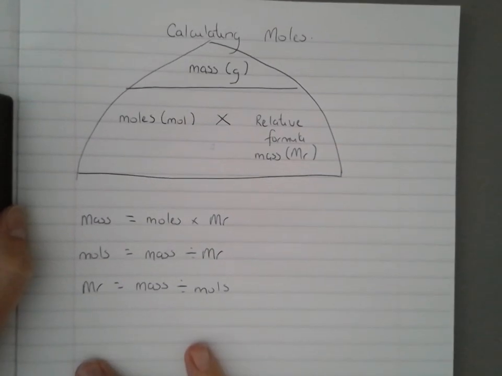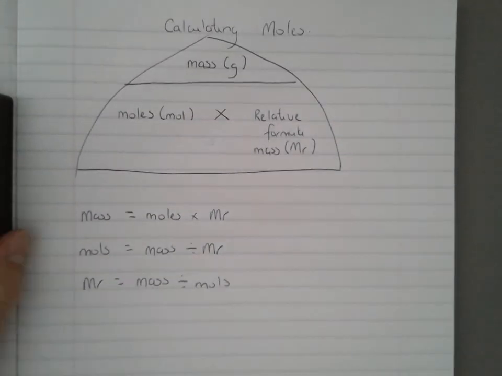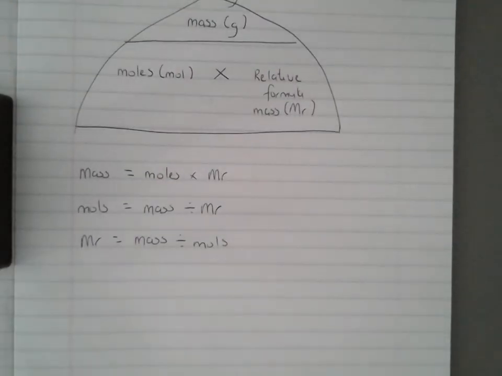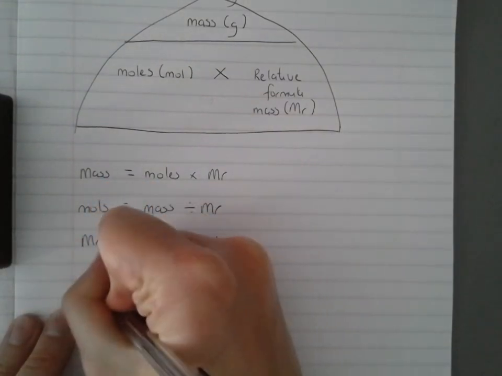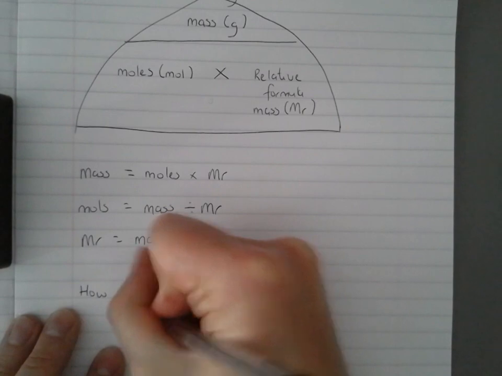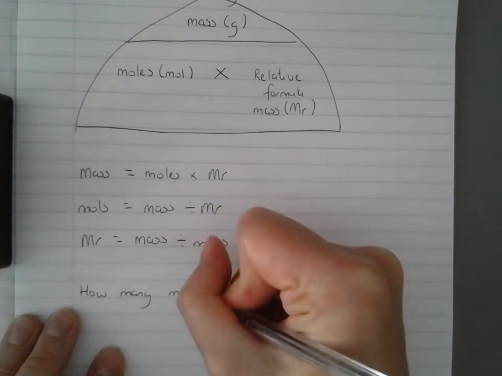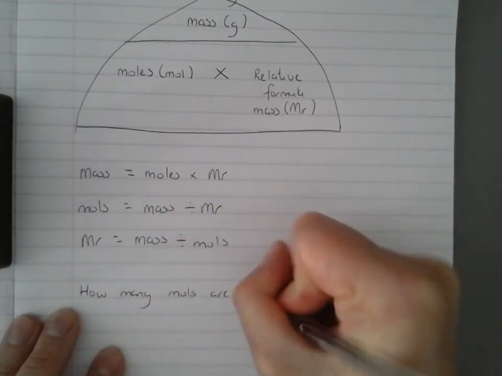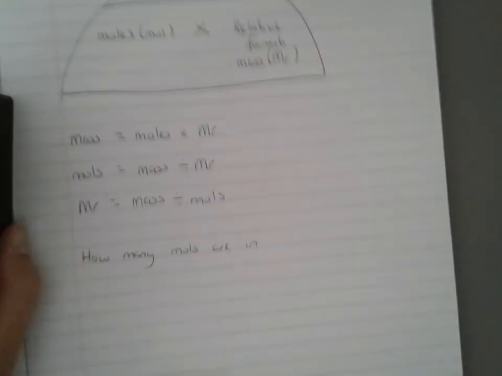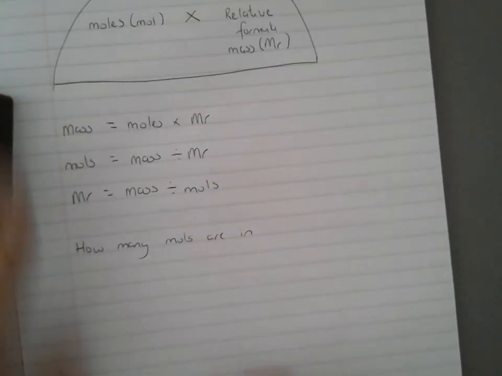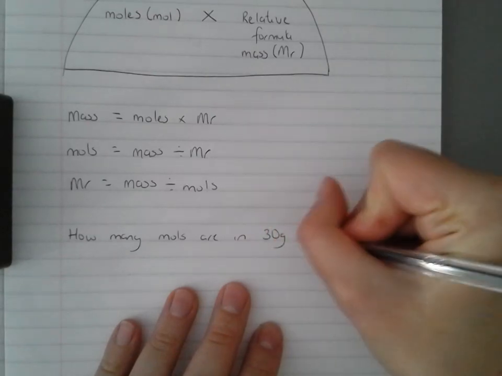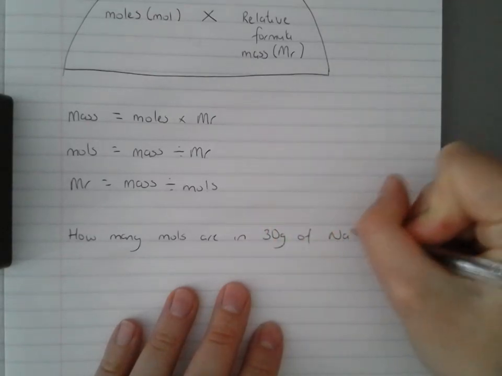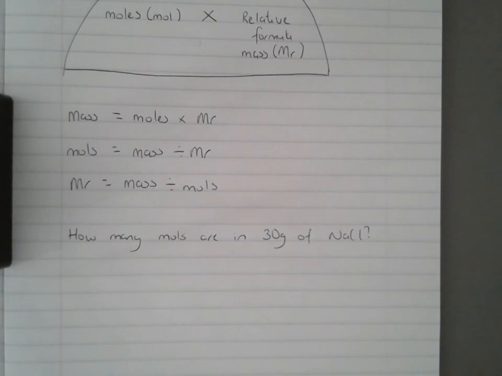So if we look at an example of how this question is going to be asked, they might ask you, how many moles are in 30 grams of NaCl? Moles is commonly written without the E, okay? That would be a typical question. How many moles are in 30 grams of NaCl?